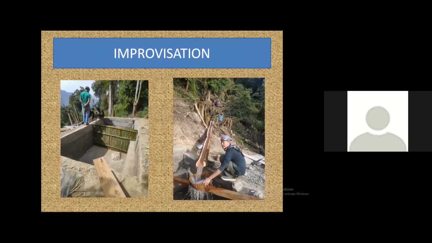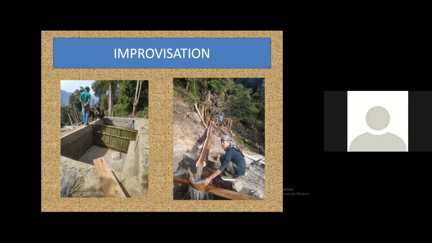And there's always improvisation. So on the left-hand side, on a 4-way tank, it was the villagers' suggestion that we put up a bamboo mesh just as protection from debris. And on the right, you can see that we're using their local idea of bringing water from the source, and that is made from a tree bark. So wherever we go, we try to improvise.